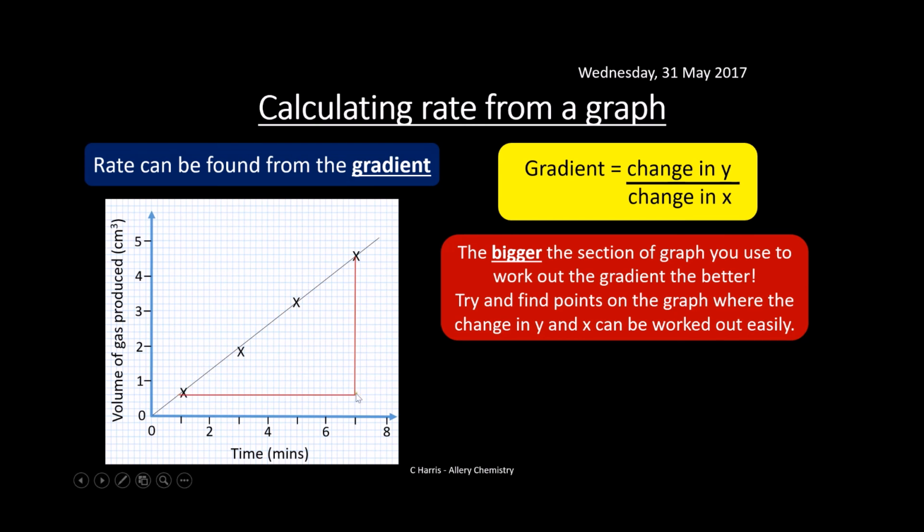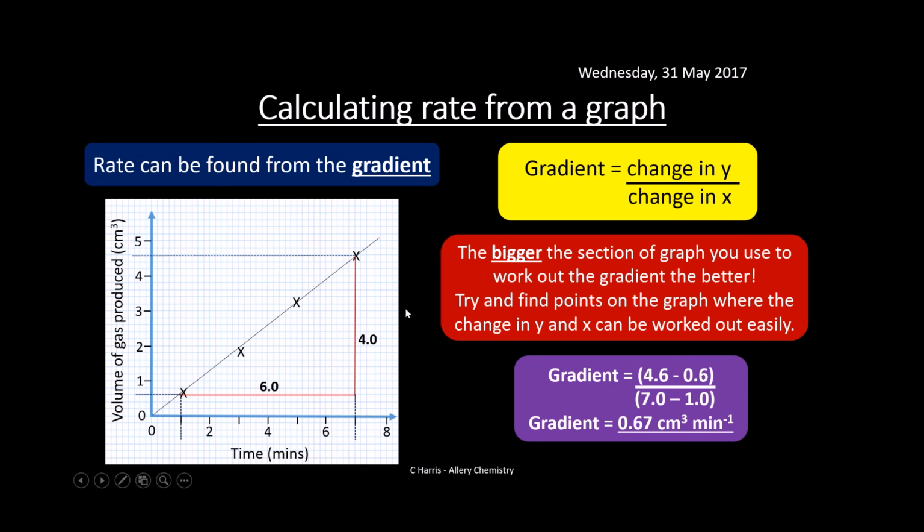So I've drawn the red line to show our change in y over change in x. And then the difference here is 6 because that's 1 and 7, as you can see. And the difference here is 4 because that's going from 0.6, so we'll say 0.6, going up to 4.6. So that's the change there, which is 6 and 4. So the gradient is the change in y over the change in x, as you can see here. So the gradient is 0.67.